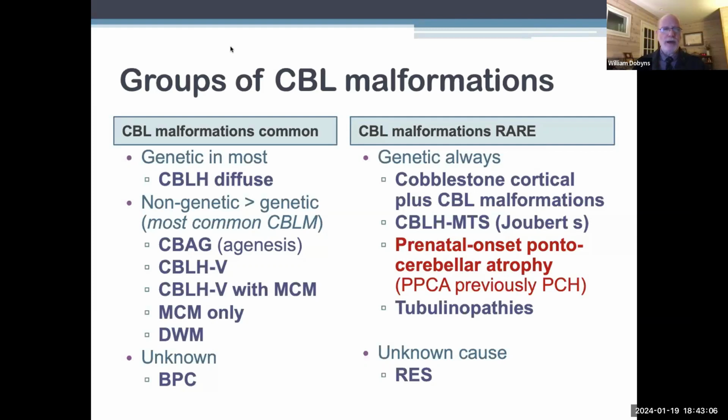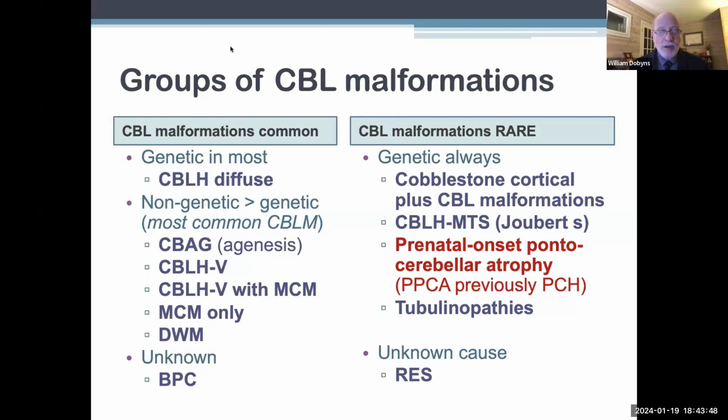All right, why do I talk about these groups? The difference is because the results of genetic testing are different. In diffuse cerebellar hypoplasia, the yield of genetic testing is high. In a series of 5 overlapping common cerebellar malformations, at least 4 common, cerebellar agenesis is not common, but there's a combination. My data shows a combination of genetic and especially non-genetic causes of these malformations. And differentiating makes an important difference in terms of what the recurrence risk is, but also it makes a big difference in the developmental outcome.